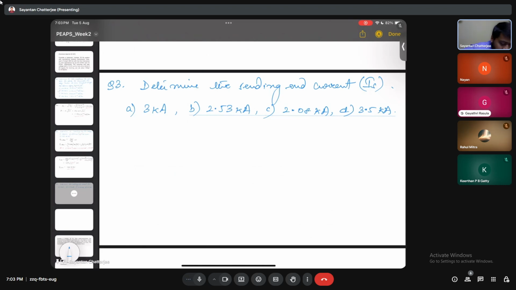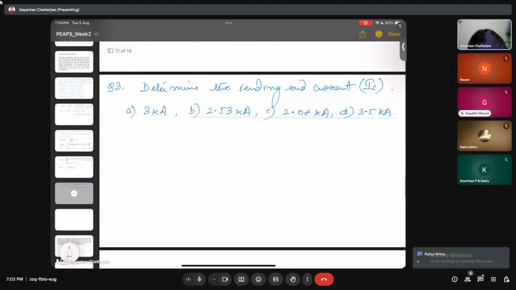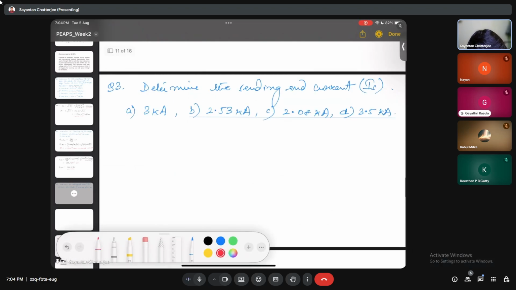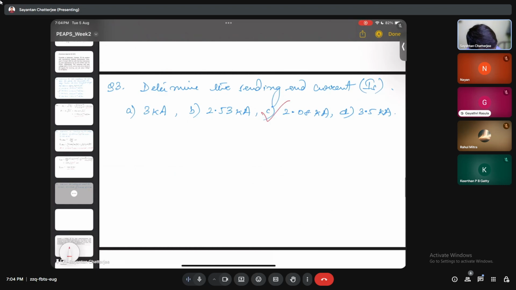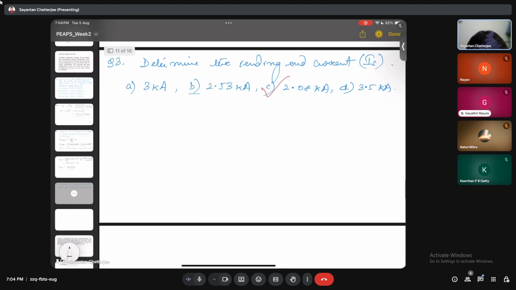Okay, let's solve it. C is the correct answer. Yes, C is the correct answer. Okay, let's do it first. Already we got the answer.